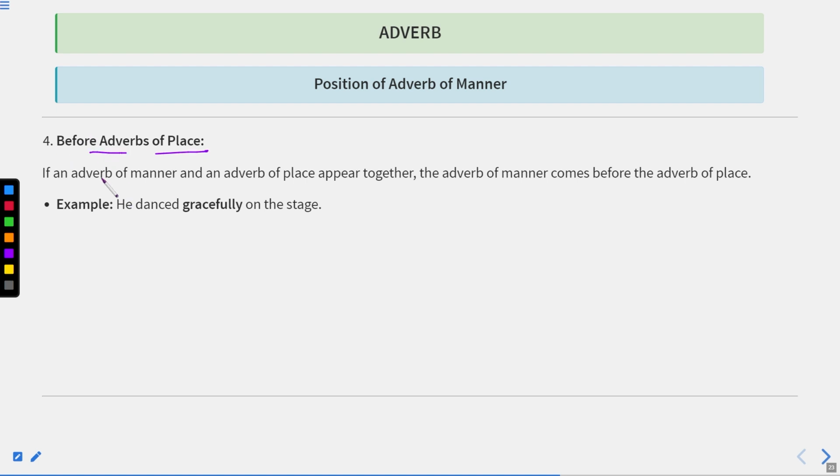Before adverbs of place. Now this one is very, very important. If we have both an adverb of manner and an adverb of place in a sentence, the manner should precede the adverb of place. If an adverb of manner and an adverb of place appear together, the adverb of manner comes before the adverb of place. However, the detail of this situation we will discuss later on. He danced gracefully on the stage. So on the stage is place, and gracefully is manner, which is coming just before the place. Now let us move to the next one.